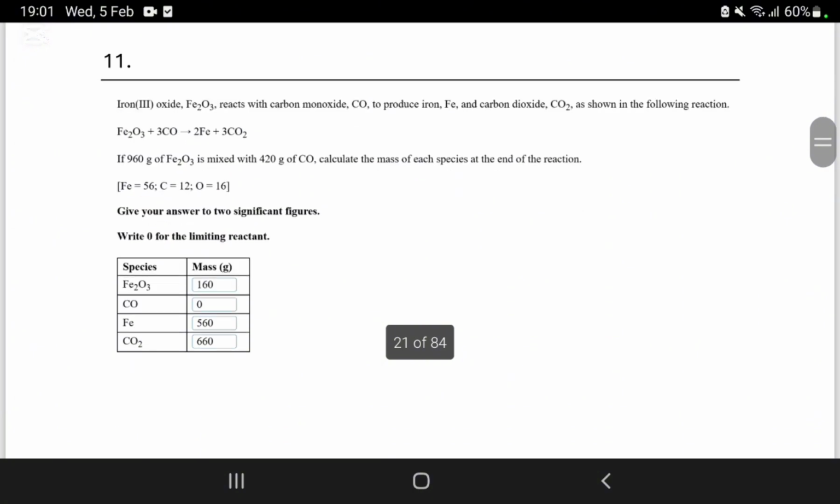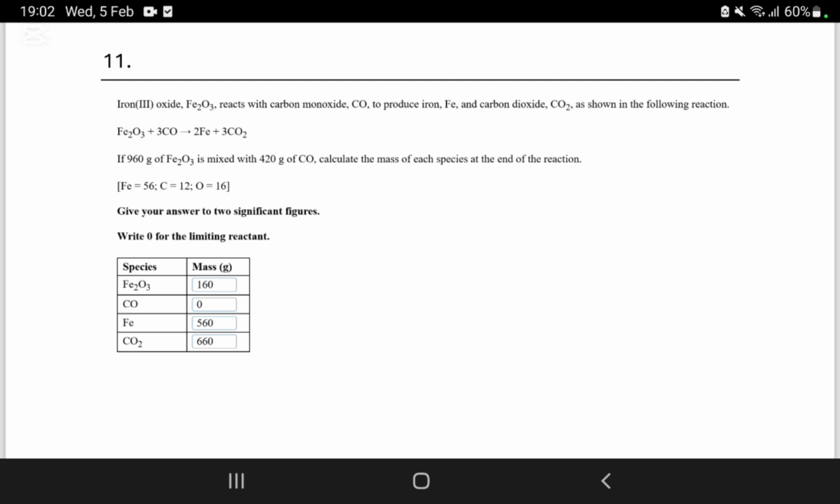11. Iron oxide Fe2O3 reacts with carbon monoxide CO to produce iron Fe and carbon dioxide. 960 grams of Fe2O3 is mixed with 420 grams.